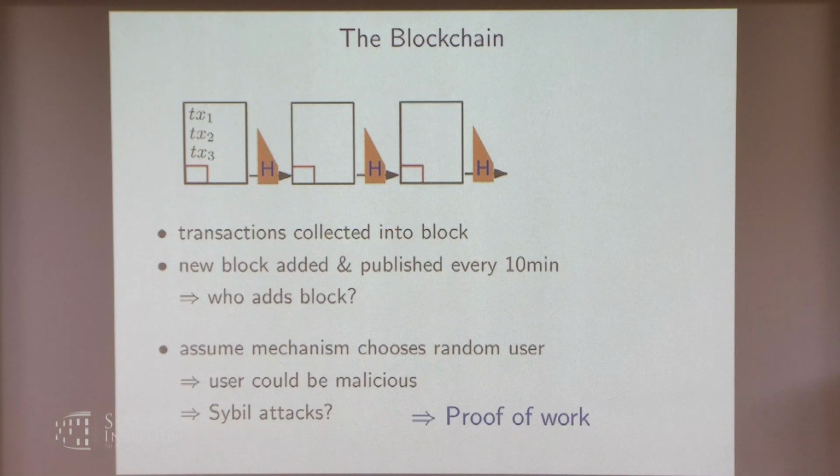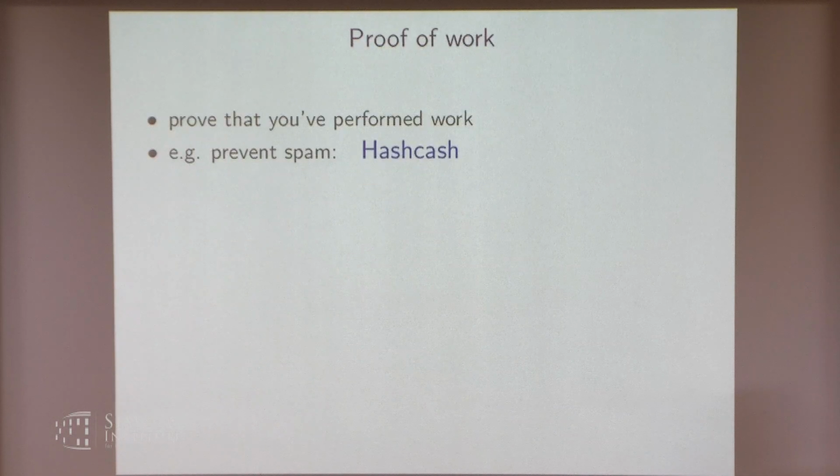To prevent this, the concept of proof of work was introduced. That's basically a concept that predates blockchain. It's one of these ingredients that existed that Nakamoto combined in a very clever way to construct Bitcoin. So what was proof of work first envisioned for? It was to prevent spam email. And there is this system called Hashcash that lets you do it.